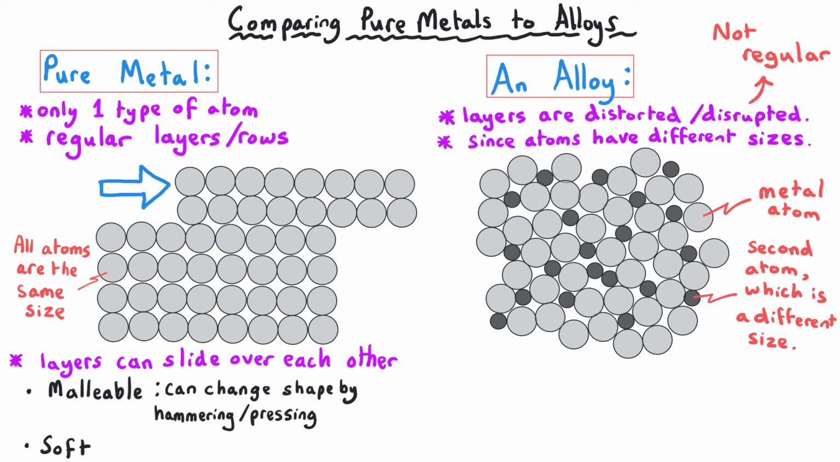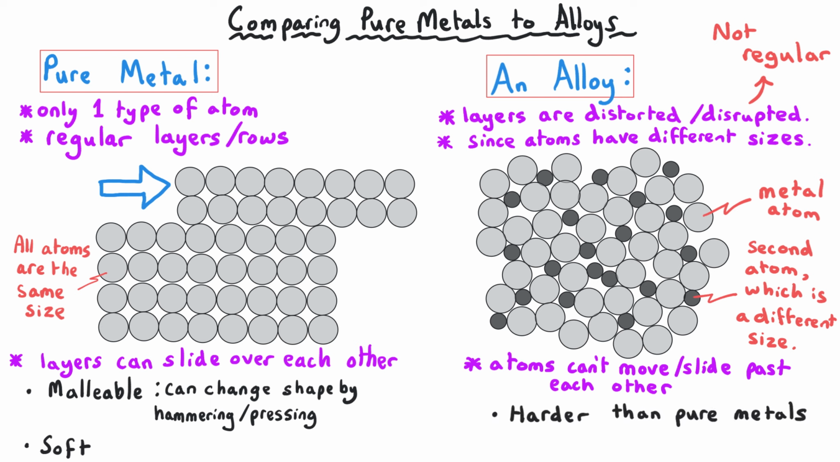And so as a result of that, there aren't really any layers, and so the atoms don't slide past each other as easily as in the pure metal. And this then means that they won't be so malleable. They will in fact be much harder than pure metals and be less easily shaped.